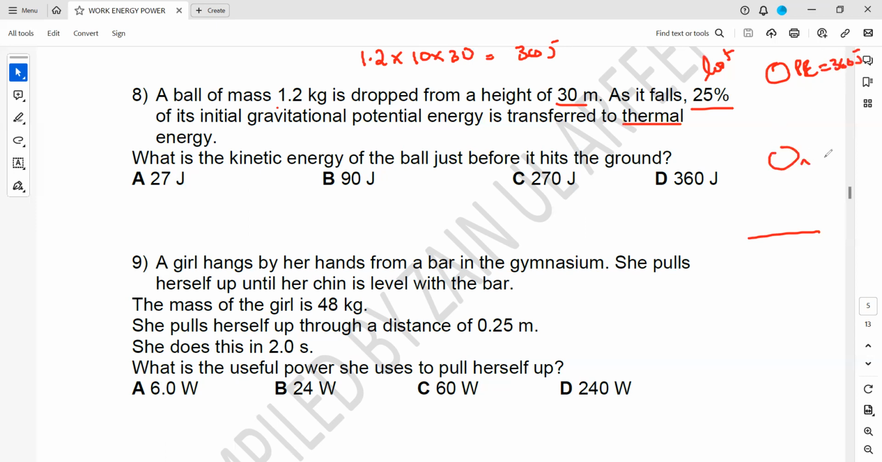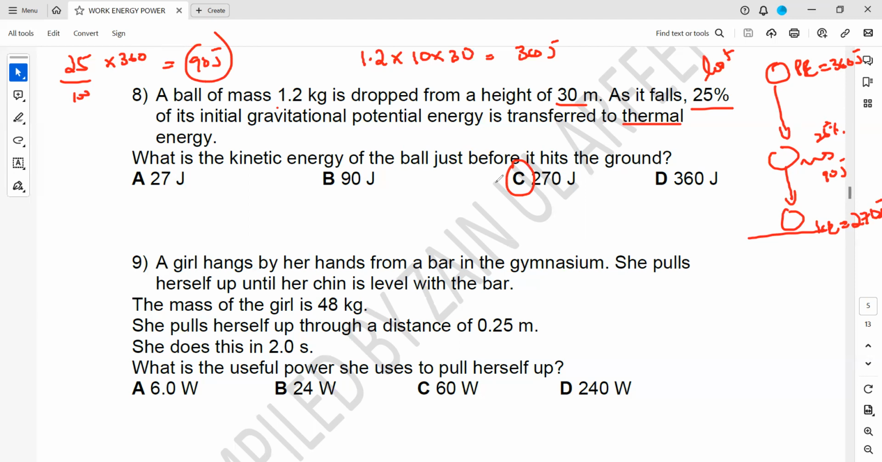But while it is falling, it lost 25%. What is 25% of 360? How to work it out? 25 divided by 100 times 360. So 25% of 360 equals 90. So 90 joules is lost. Originally it was 360, and 90 is being lost. So how much is the kinetic energy? 360 minus 90, which is 270. So 270 joules of energy it will have. The remaining 90 joules, or 25%, is being lost.